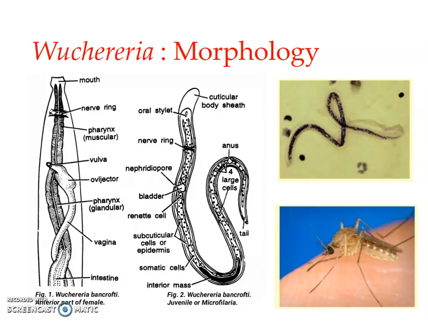We can see that the females are larger and longer, and in the case of males, the posterior end is sharply curved ventrally and contains a number of genital papillae, caudal alae, and two unequal copulatory spicules, all of which are absent in the case of females.